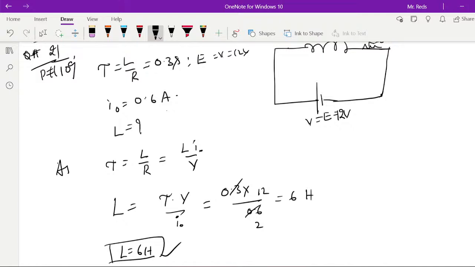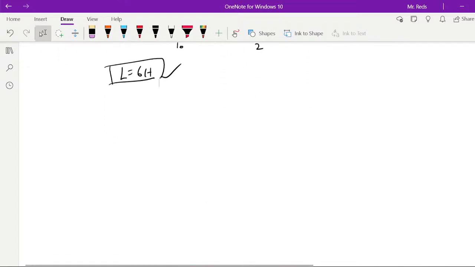An ideal coil of 10 Henry is connected in series with a resistance of 5 ohm and a battery of 5 volts. 2 seconds after the connection is made, what is the current flowing in the circuit? After 2 seconds, what is the instantaneous current? That is the question.